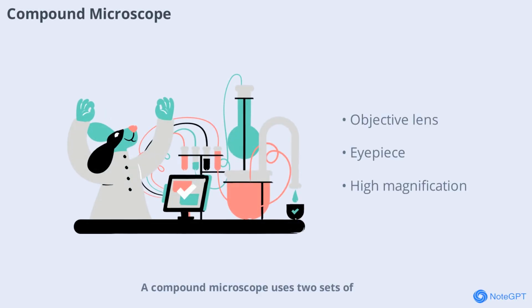Compound microscope uses two sets of lenses, an objective and an eyepiece, to achieve high magnification. The objective lens forms a real enlarged image of the object, which is then magnified further by the eyepiece. This arrangement allows us to observe tiny structures, such as cells and microorganisms, that are invisible to the naked eye.